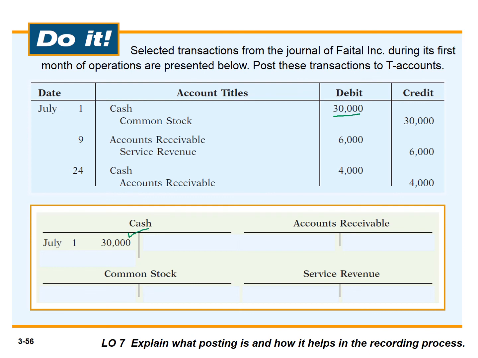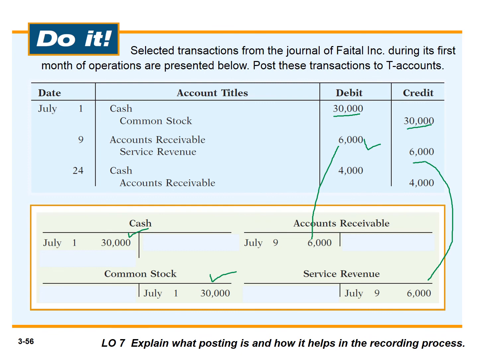So there's the 30,000 debit to debit, and then we'll take the 30,000 credit, put it in our common stock account, take the accounts receivable debit and just transfer it over, just mechanically transfer it over, and then the revenue, going to mechanically transfer it down, credit to credit. So the posting part of it is very mechanical. It's just transferring one to the other.